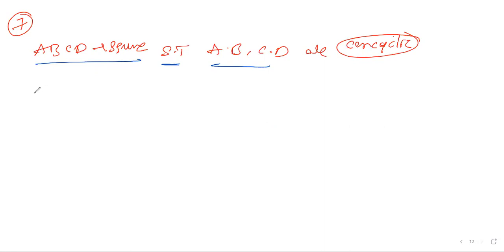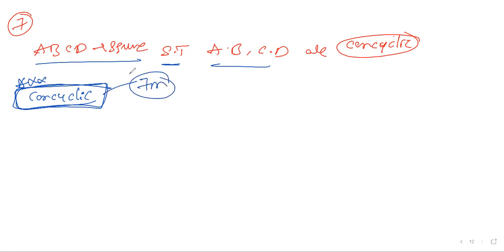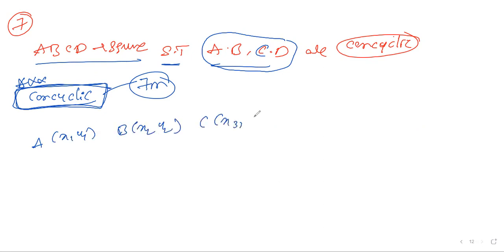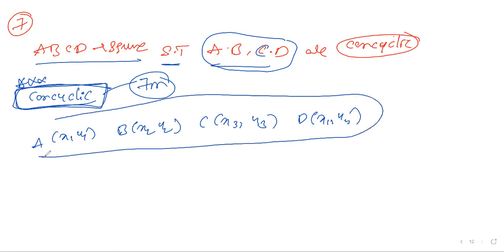So first of all, what do you understand by concyclic? If they're asking in the examination, this is a 7 marks question. From this, we can expect the concept of concyclic from your circle chapter. If they mention A, B, C, D, the 4 points are concyclic means: let us take A (x1, y1), B (x2, y2), C (x3, y3), D (x4, y4).